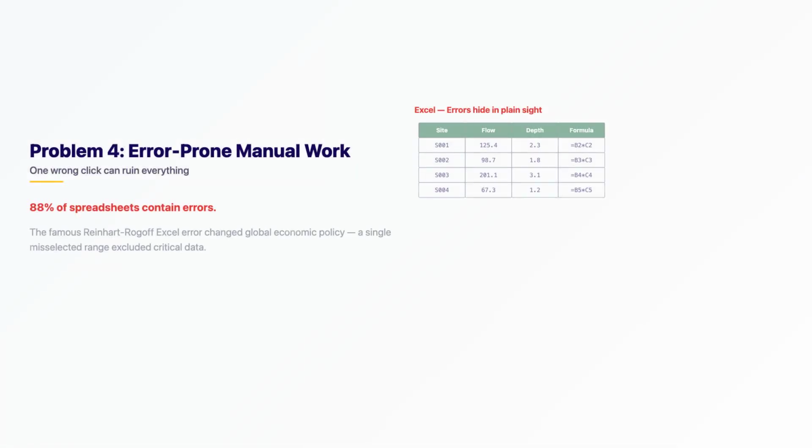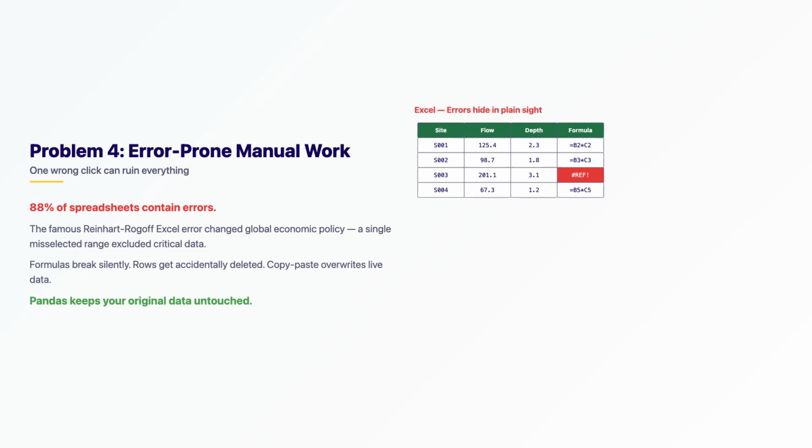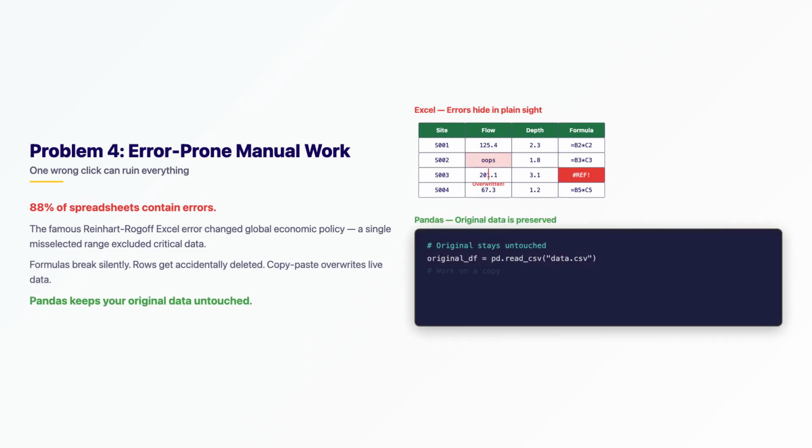Problem number 4, error-prone manual work. Excel is notorious for introducing errors, copying a formula and accidentally getting the wrong cell reference, overwriting data without realizing it.